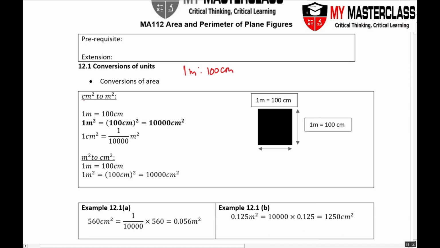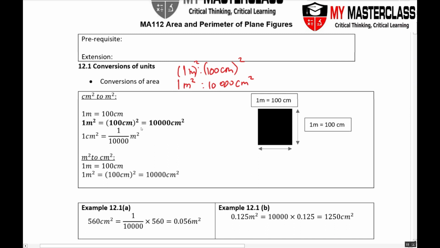When I want to convert them to area, which is square, I will square the entire term, inclusive of the number itself. So 1 square is 1, meter square is just meter square. 100 square is 10,000. Then you square the cm as well. That is how you get this value of 1 meter square is to 10,000 cm square.